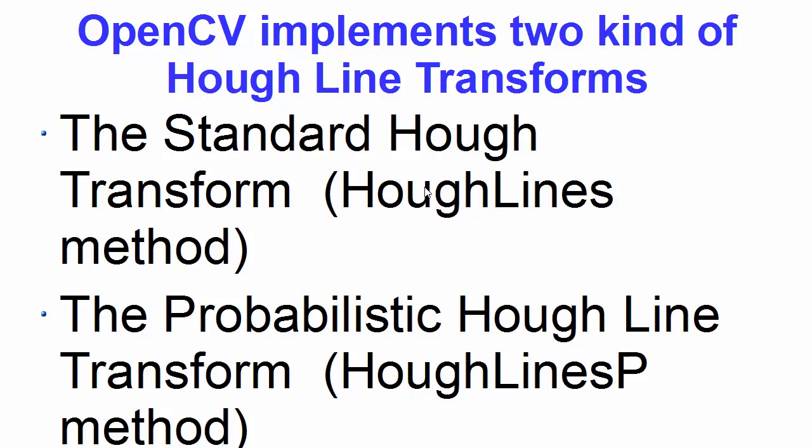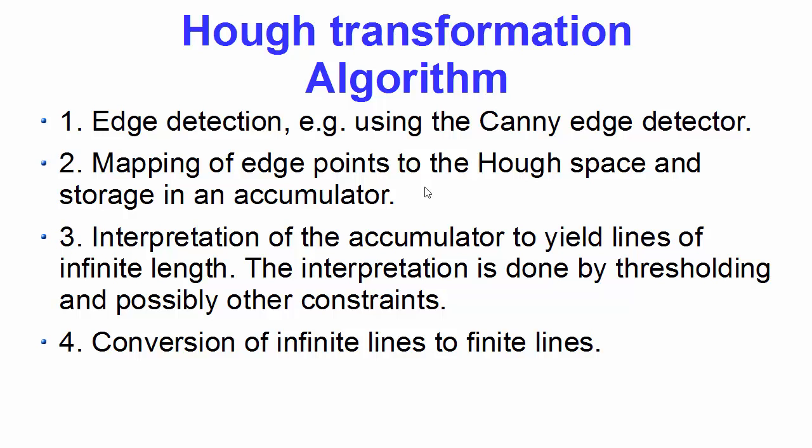Now, I also told you that there are four steps associated with Hough Transform. The first step was edge detection using any edge detection method, preferably Canny edge detection. The second step is the mapping of edge points to the Hough space and storing these edge points in an accumulator. The third step was the interpretation of the accumulator to yield lines of infinite length. And the fourth step was the conversion of these lines to finite lines.